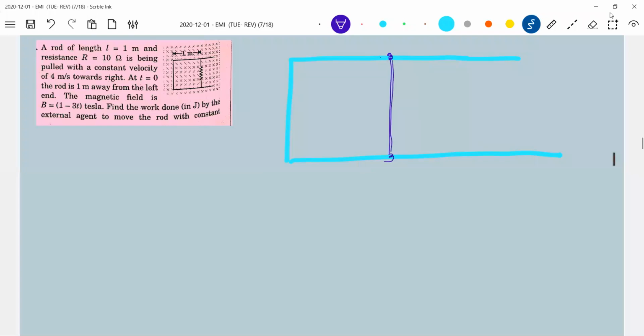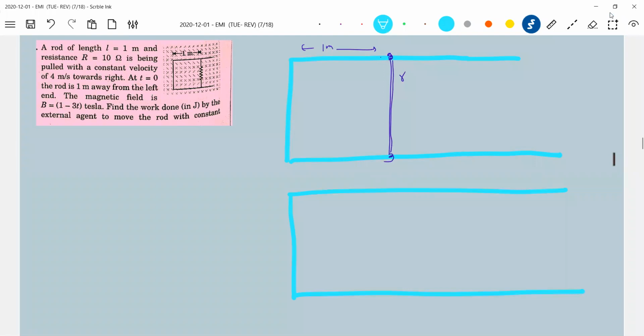Initially it is at a distance, so it will have resistance. Let me indicate it here. It is initially at a distance, say x naught, or 1 meter. I'm going to drag it after some time. If you find it very difficult, you should take up a diagram, or else you should have this basic imagination.